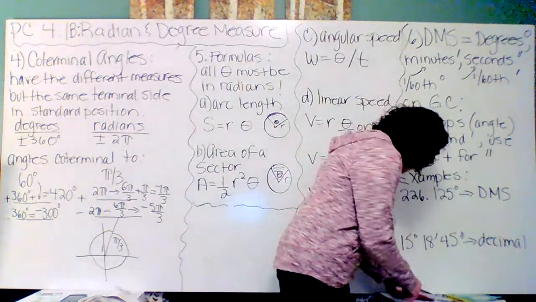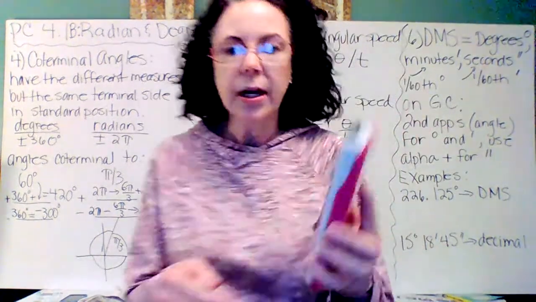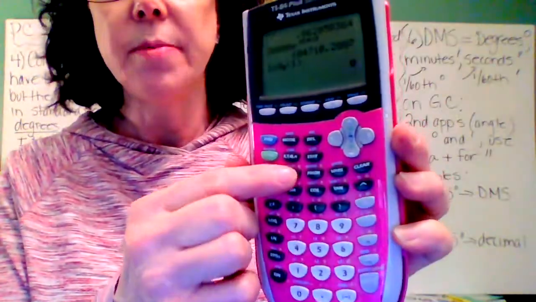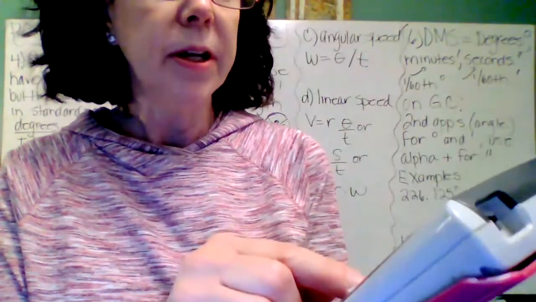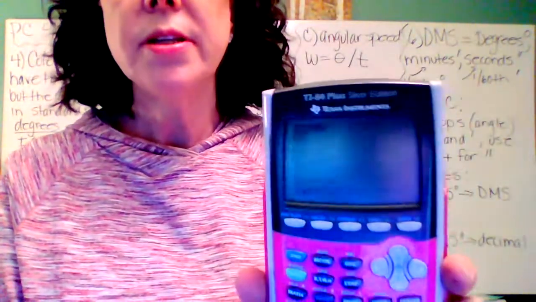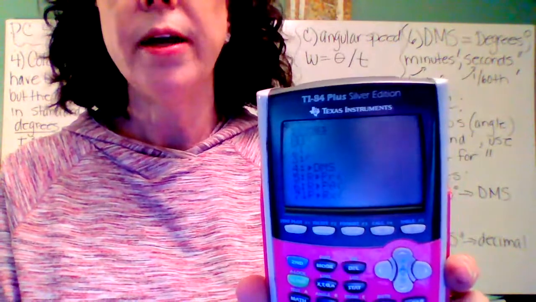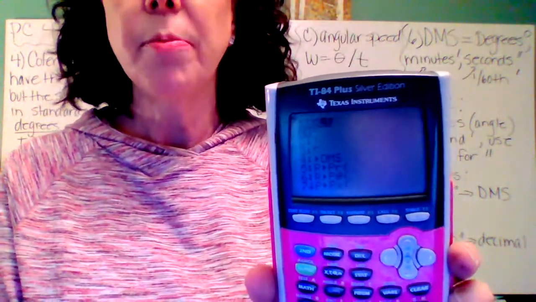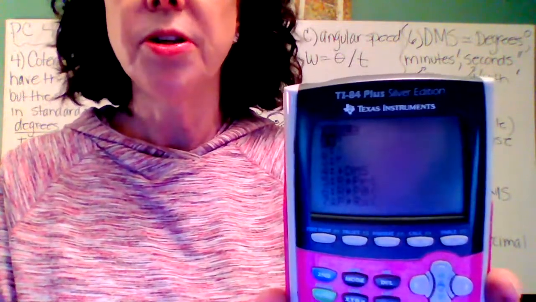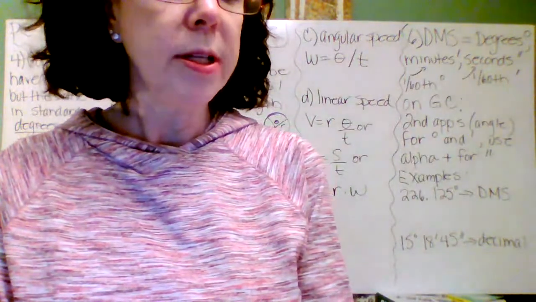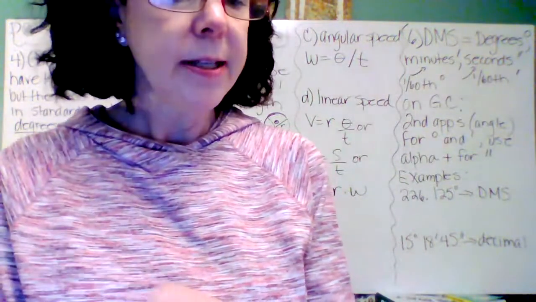It's under second apps. So if you look on your calculator, where's the apps button? Right here, it's in purple. And if you look above it, it says angle. So if you do second apps, notice number 1 is degree, number 2 is minutes, and number 4 is where you switch to degrees, minutes, and seconds. Where is the double quote for seconds?